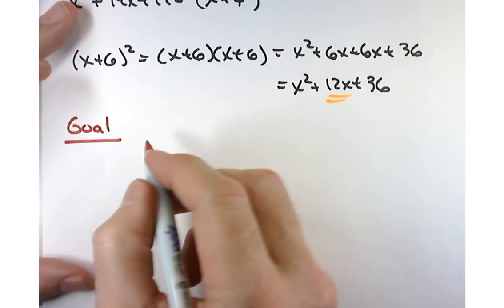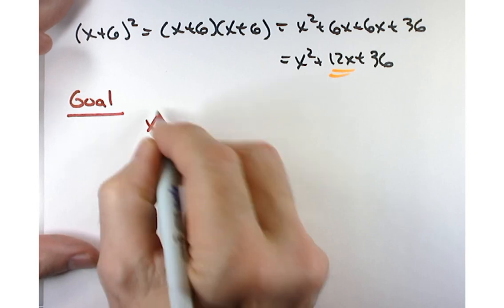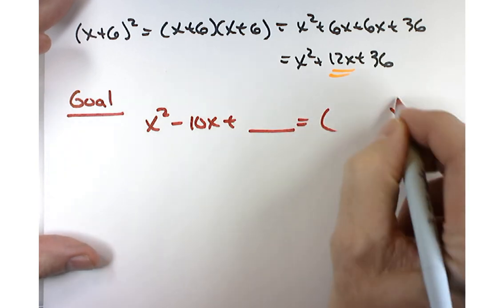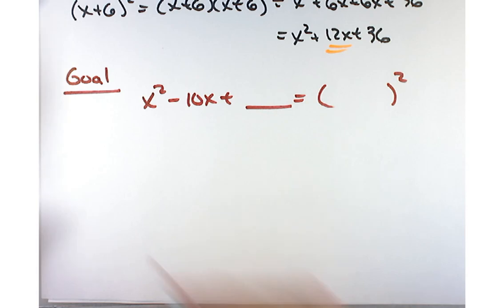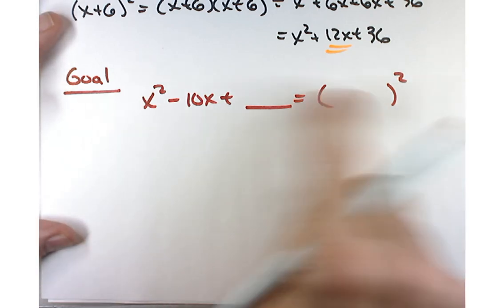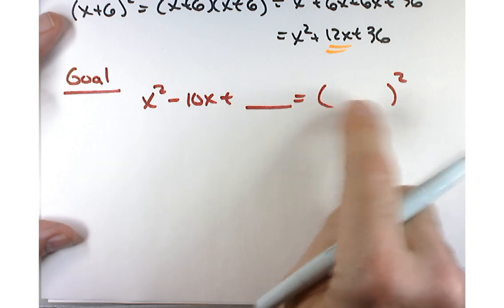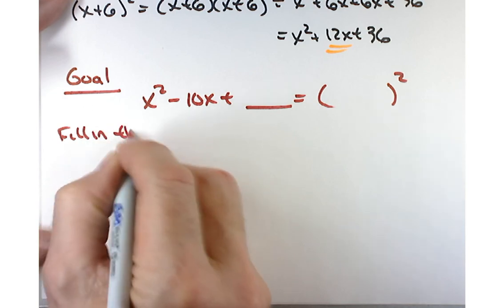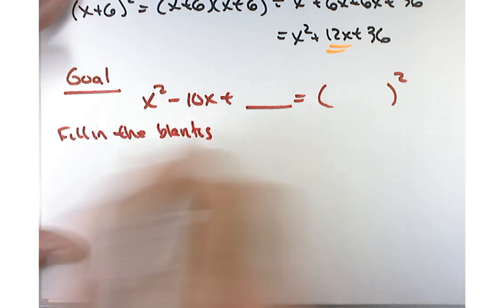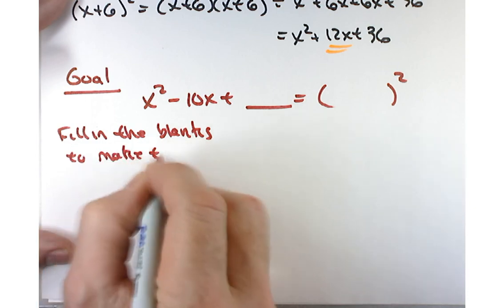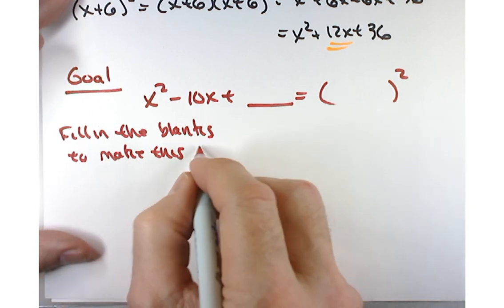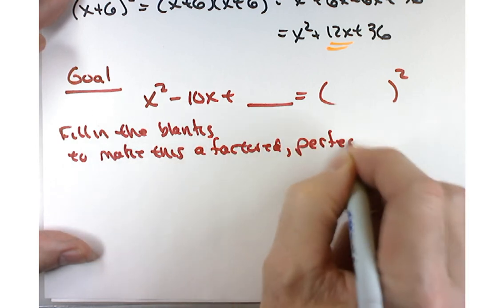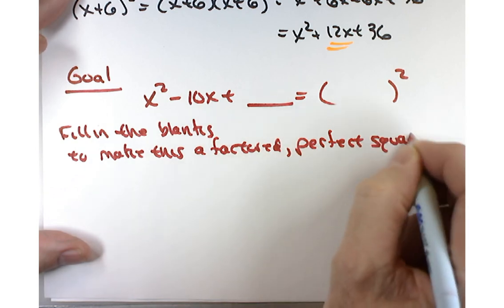is to be able to fill in the blanks for something like this. X squared minus 10x plus blank equals something blank. Our goal is to fill in these two things, or this one, to make it a perfect square and then factor it. So our goal is to fill in the blanks to make this a factored perfect square. And maybe I should put perfect square trinomial.